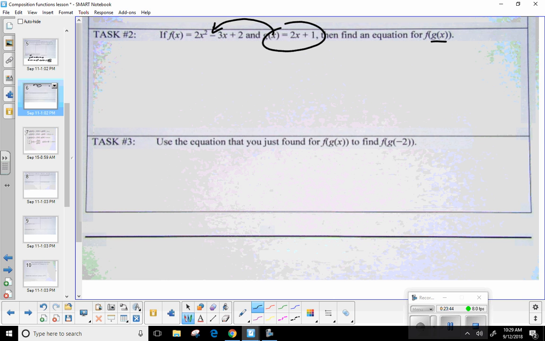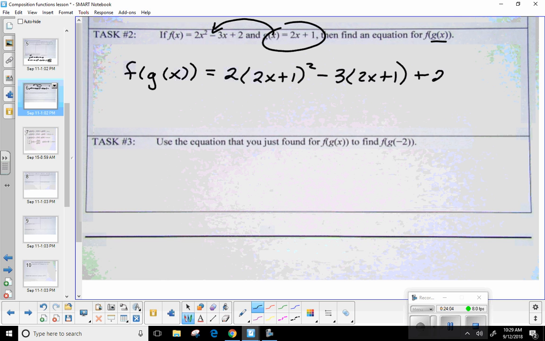You'll notice there are multiple x's here, so I'm going to have to plug him in for every one of those. So f of g of x: 2x squared would be 2 times (2x plus 1) squared, minus 3 again times (2x plus 1), and then plus 2. Is everybody okay with what I'm doing? This time, instead of plugging in a value, we're plugging in the entire equation. This is why I'm thinking it's going to be a really easy day. This just goes back to Algebra 1: like terms, distribution, all kinds of things like that.